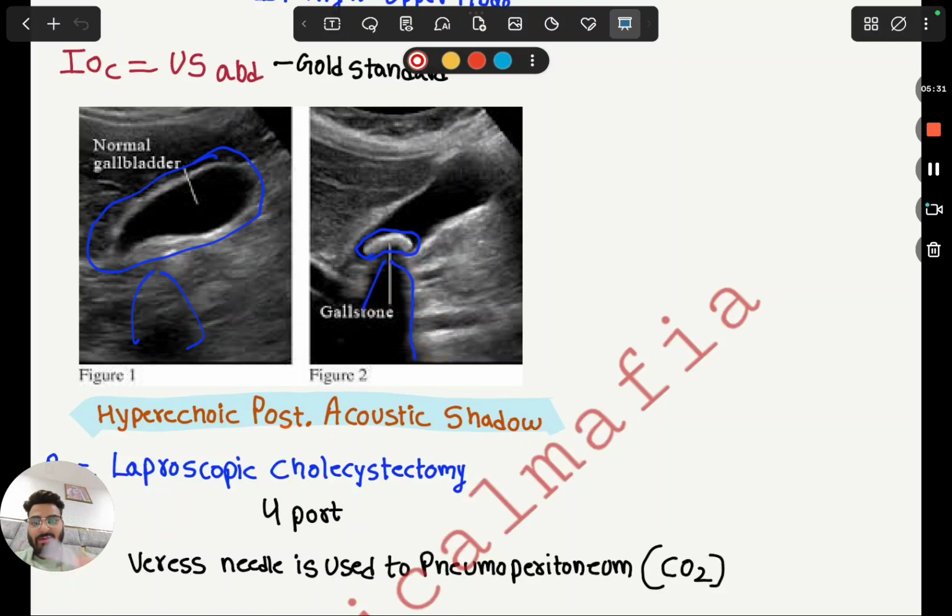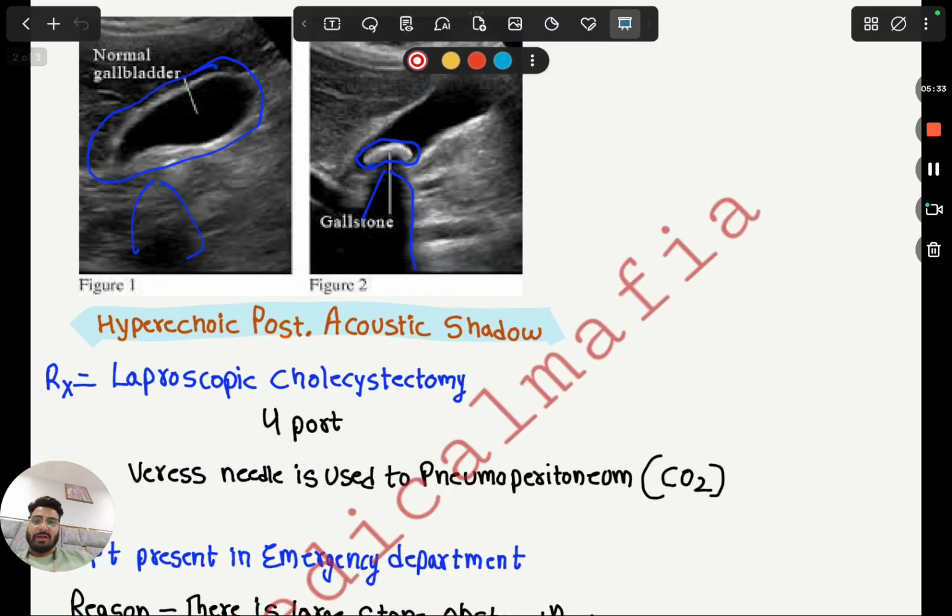You can see this posterior acoustic shadow. This is how we can figure out that this is a clear-cut case of a gallstone.